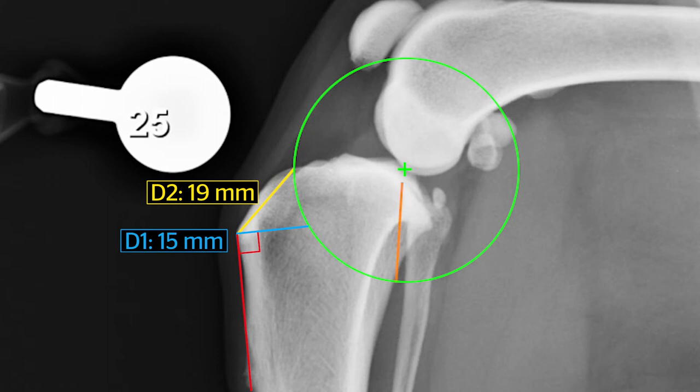Draw a line from the caudal articular surface near the location of the proximal jig pin to the point that the osteotomy template intersects with the caudal edge of the medial aspect of the tibia. The length of this line is referred to as D3. Measure this distance on the radiographic image.